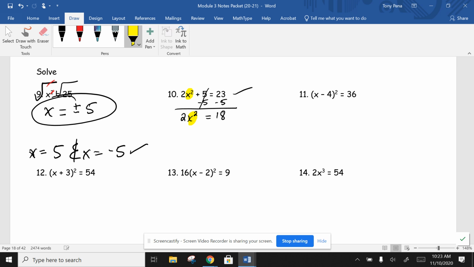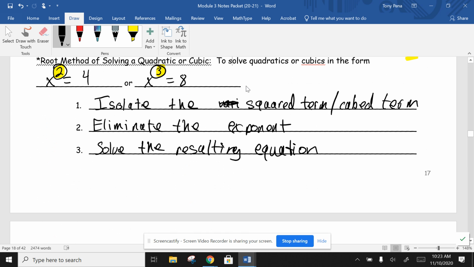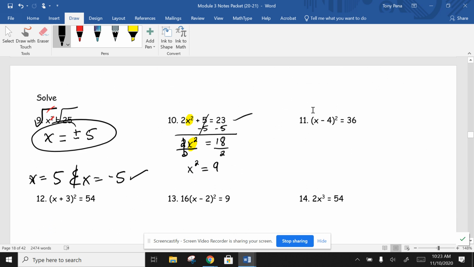We still don't have that squared term isolated yet. We now need to get rid of that too. So if I had 2x squared, just like you would have done in solving regular equations, you now divide by 2. These will cancel, and we now have x squared equals 9. So what we've simply done is this first step. We've isolated that squared term.